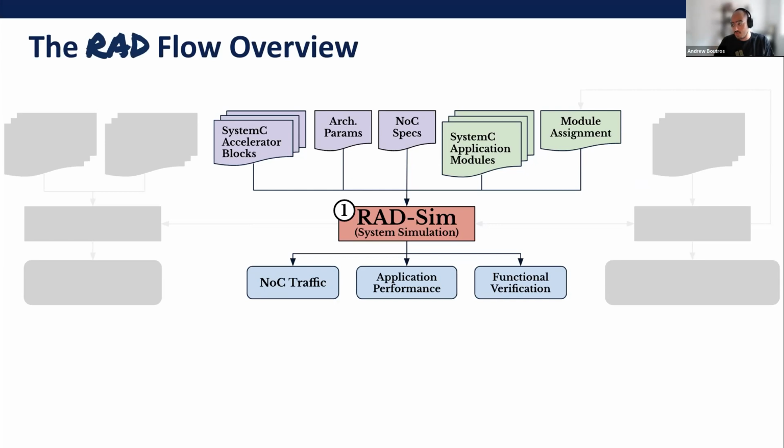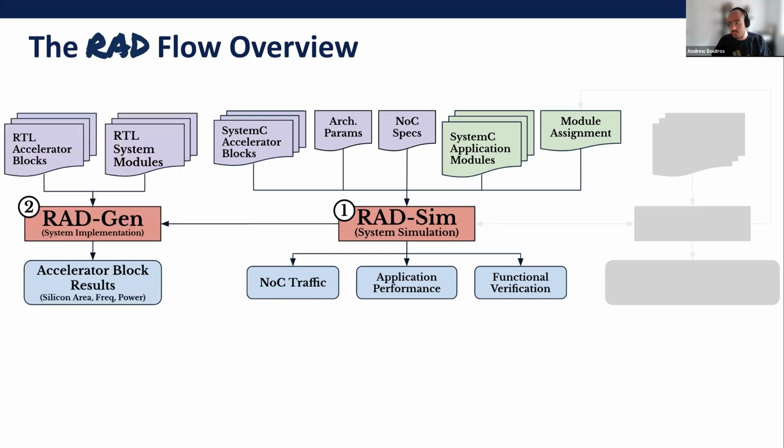And then RAD-Sim would simulate your design and let you know how the NoC traffic looks like, what is the end-to-end application performance that you would get, and also verifies the functionality of your application when you map it to a candidate RAD. And then you can basically iterate through that by tweaking different architecture parameters and seeing what's the effect of changing those architecture features or hard accelerator core features onto your end-to-end application performance.